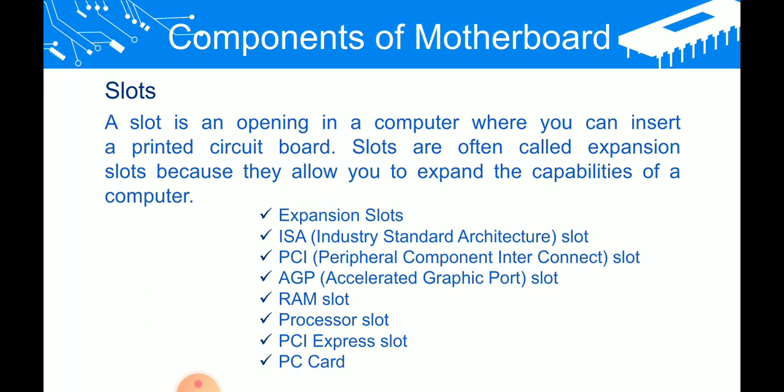PCI slot, that is peripheral component interconnect. This slot is used to connect graphic accelerator cards, sound cards, SCSI cards. Graphic accelerator cards are used for gaming purposes, and sound cards for sound. SCSI cards are used to make the processor work faster. So these are faster than ISA slots.